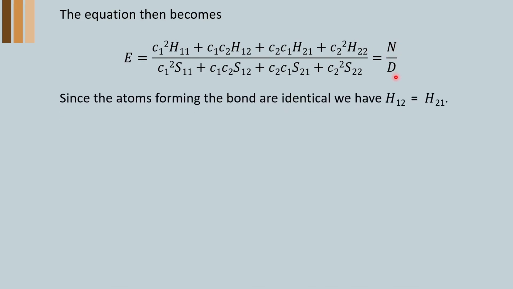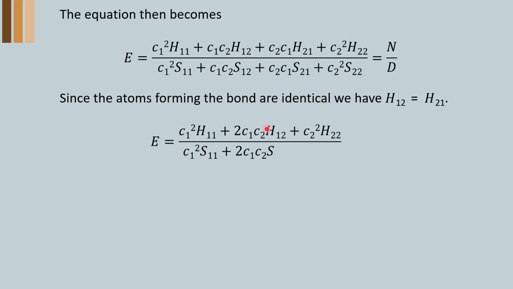Now we'll have to assume that h, the Hamiltonian operator, is symmetric. That is, h12 is equal to h21. In that case, because c1 and c2 are constants, c1 c2 h12 and c2 c1 h21 will be equal, so it becomes twice c1 c2 h12. So our equation is further reduced to 2 c1 c2 h12.